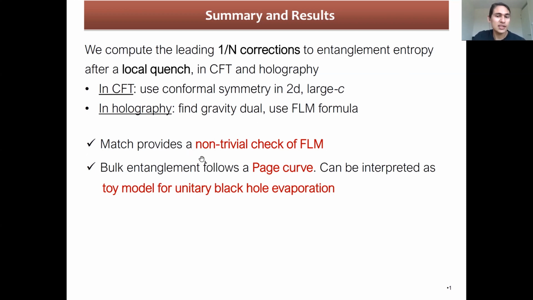These are basically the two results that I want you to take a look at. The first one is that, of course, we find that the two computations match. That's already a non-trivial check of the FLM formula in a dynamical setting. And second, a byproduct of this calculation, we observed that the bulk entanglement entropy follows a Page curve, and I will try to explain a simple toy model for black hole evaporation.